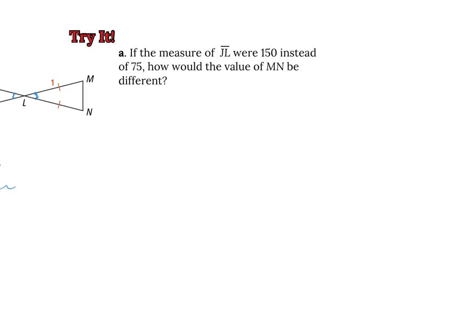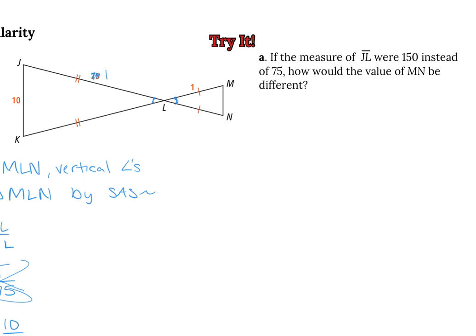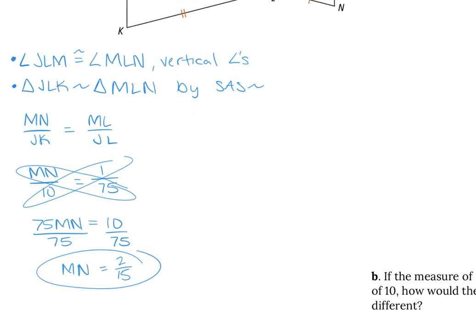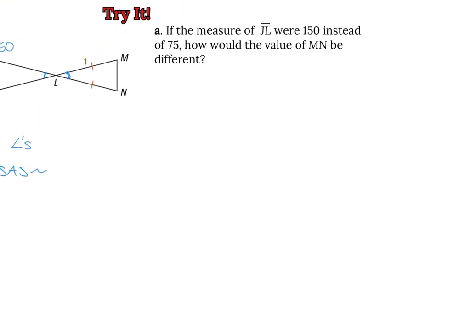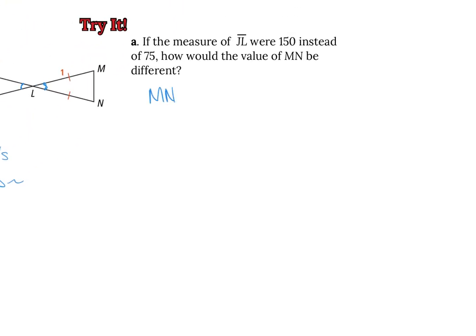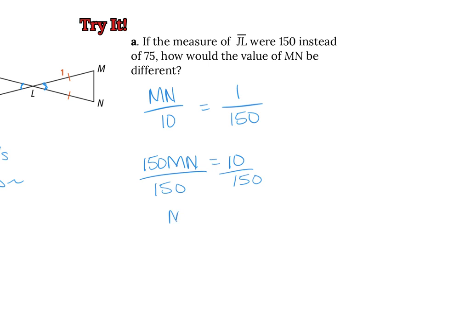All right, our try it. If the measure of JL were 150 instead of the 75, how would the value of MN be different? Okay, so now they're telling us instead of this 75, it is 150. So we would just take what we set up over here and replace the 75 with 150. So we'd have MN over 10 equals 1, and instead of the 75 we would have 150. Would cross multiply. So MN is going to end up equaling 1/15.